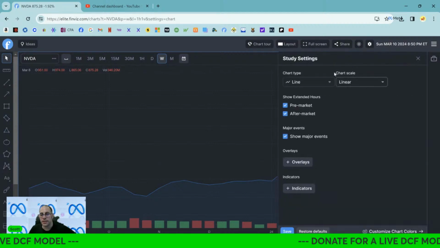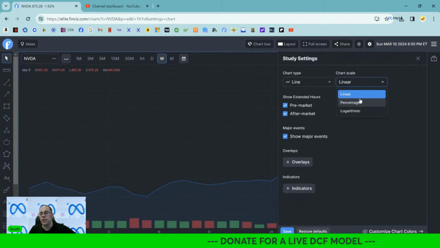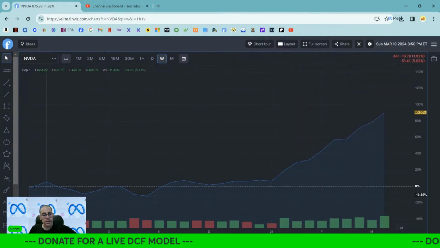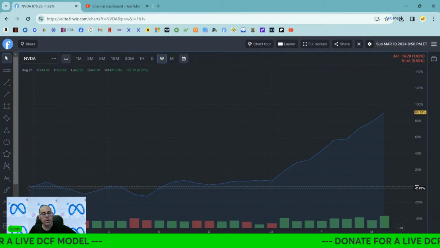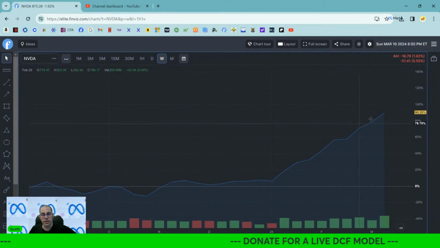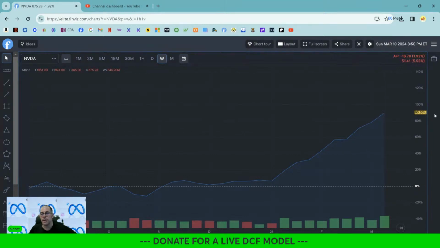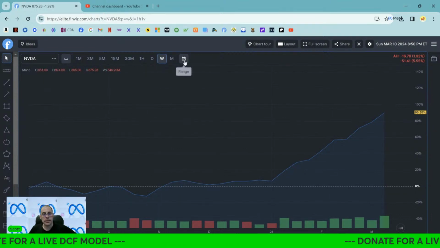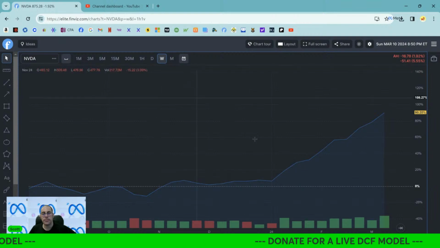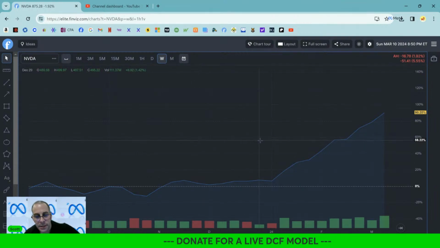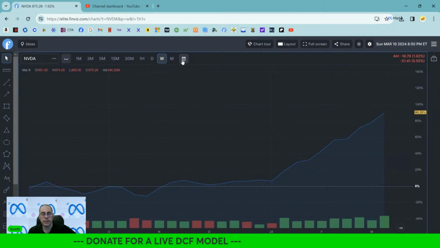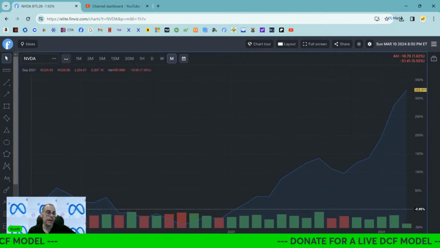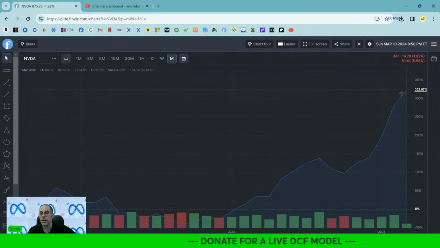But there's a lot of options. You can look at it on a percentage basis. From August 25th to current, it's up 90%. So you can see percentages, because you can't see percentages on the regular line chart. And of course, if you go out further, like if you go back to 2021, it's up 320%.